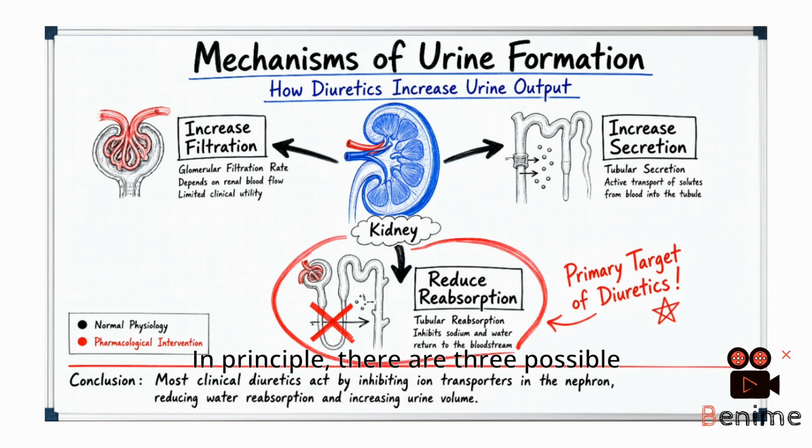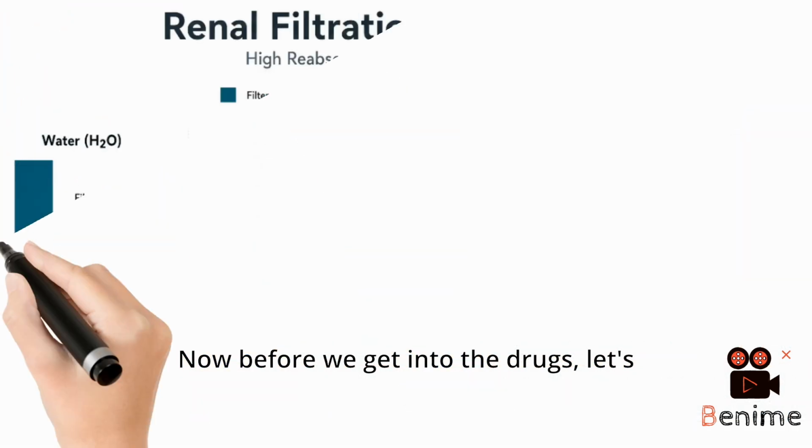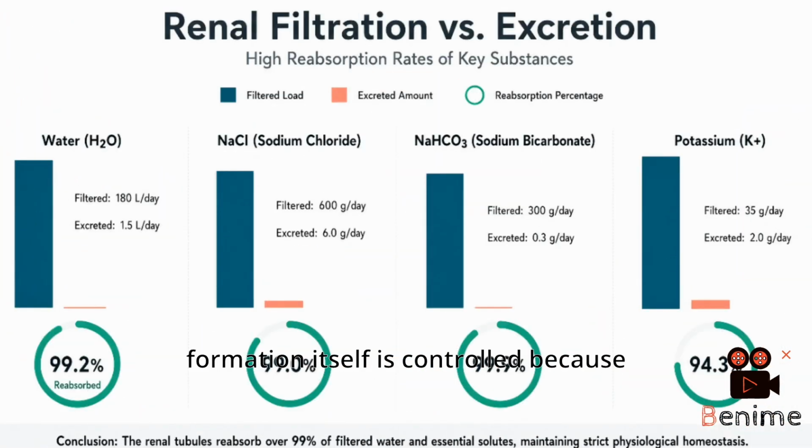In principle, there are three possible ways you could increase urine excretion. First, you could increase the amount filtered. Second, you could increase the amount secreted. Or third, you could reduce reabsorption from the filtrate. Now, notice this carefully. Diuretics act specifically through the third mechanism. All diuretics, in one way or another, impair the reabsorption of filtered inorganic salts and water from the tubular lumen, and this can be achieved either by a direct action on the kidney or by acting on the hormonal regulation of urine formation.